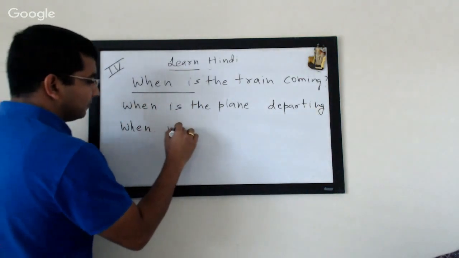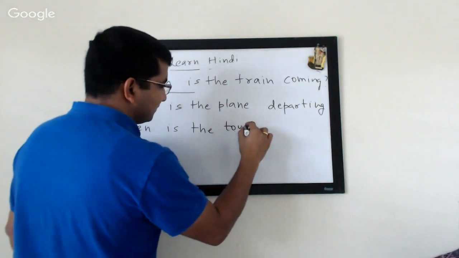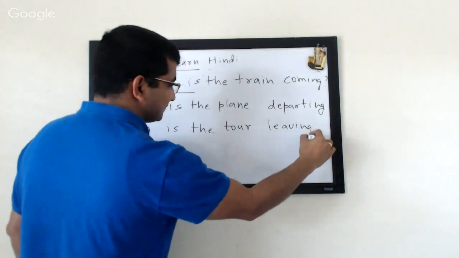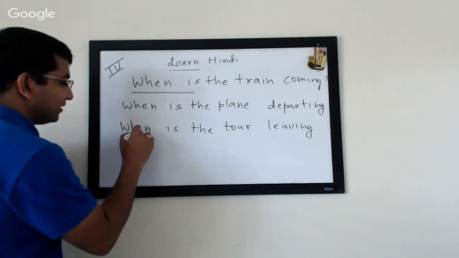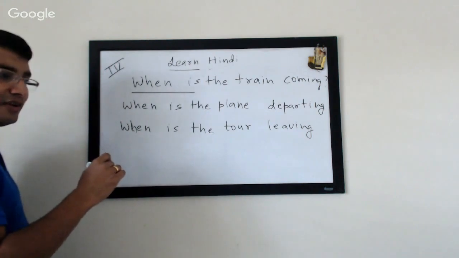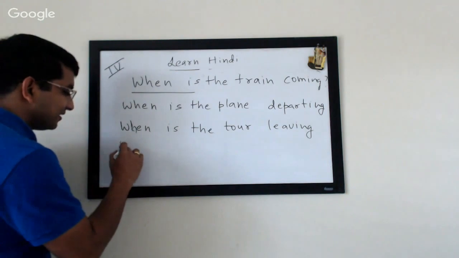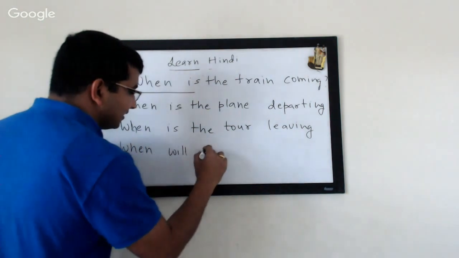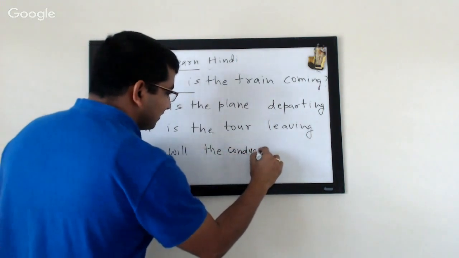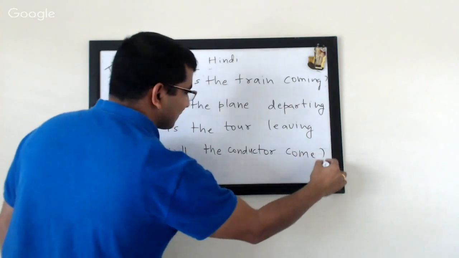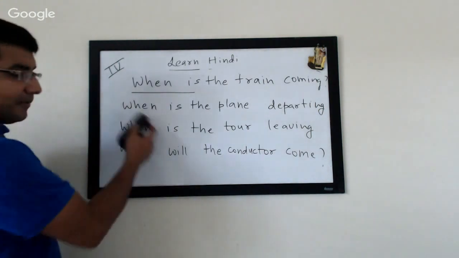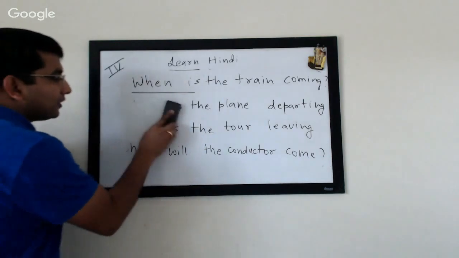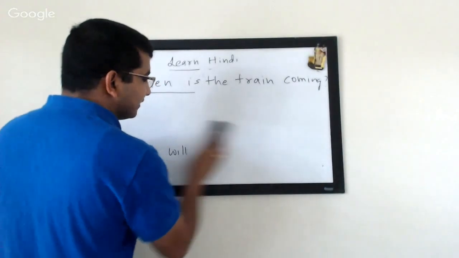When is the tour leaving? Okay. Let's say you are in a train. Usually, how do you say the TT or the conductor? Like when you're in Amtrak. Yeah, the conductor. When will the conductor come? Okay, so these are similar sentences that come to your mind. We'll do the first one, and then we'll do the remainder of them. The idea here is that after learning this survival skill, you should be able to make a lot of sentences, right?